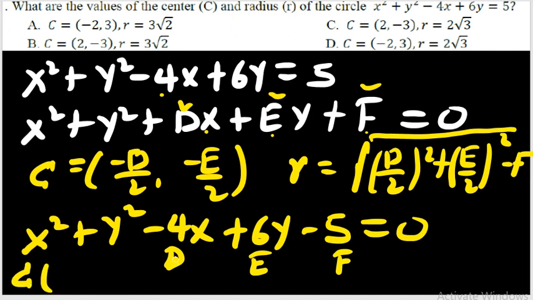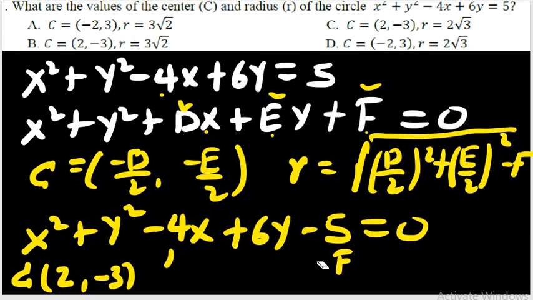The center means negative D over 2, so negative 4 over 2 means negative 2. What about negative E over 2? That means negative 6. Sorry, negative D over 2: negative of negative 4 will be positive, so positive 4 over 2, which is 2. And negative E over 2 means negative 6 over 2, which will be negative 3. That is the center.